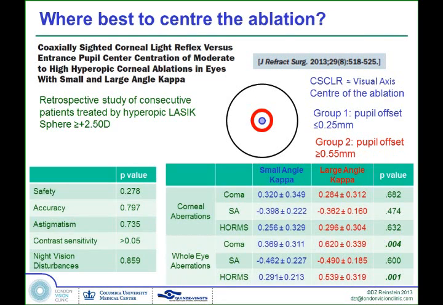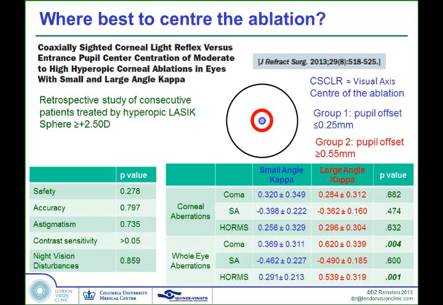We compared the outcomes of the two groups. We looked at safety, accuracy, astigmatism, contrast sensitivity at 4 frequencies, and night vision disturbances. As you can see, there was no statistically significant difference between the two groups. They had the same outcomes. Now, if you look at corneal aberration, the ablation was centered on the vertex, so we're looking at the aberration induced where the ablation was centered. We induced the same amount of aberration in the two groups. There was no statistically significant difference between the small angle kappa group and the large angle kappa group.